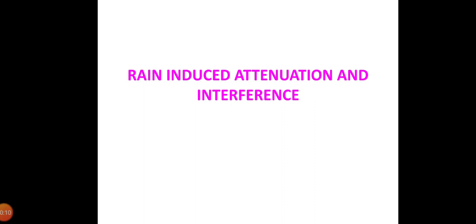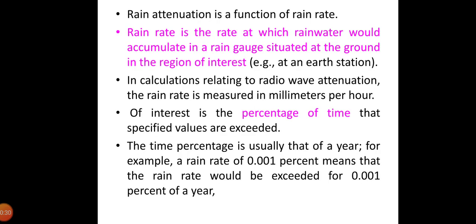Rain attenuation is a function of the rain rate. By rain rate, we mean the rate at which the rainwater would accumulate in a rain gauge situated at the ground in the region of interest. So in calculations relating to radio wave attenuation, the rain rate is measured in millimeters per hour. Of interest is the percentage of time that specified values are exceeded.